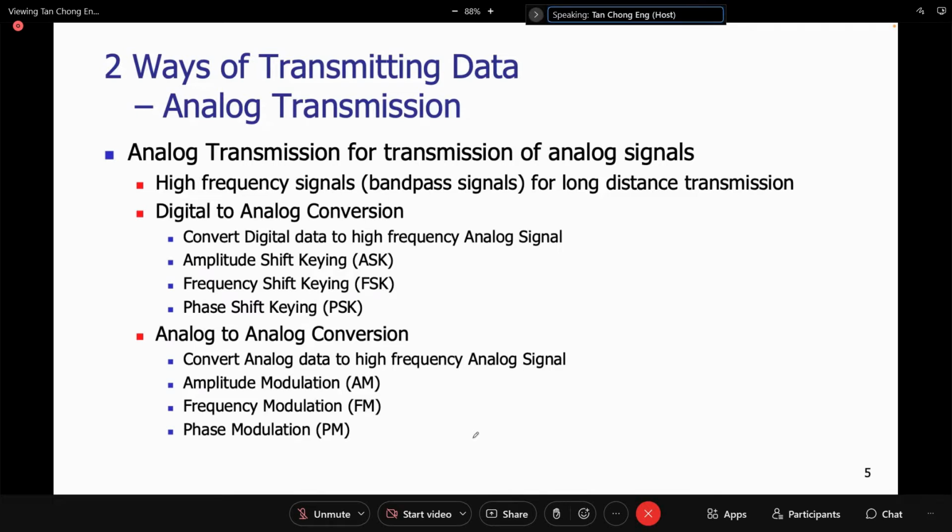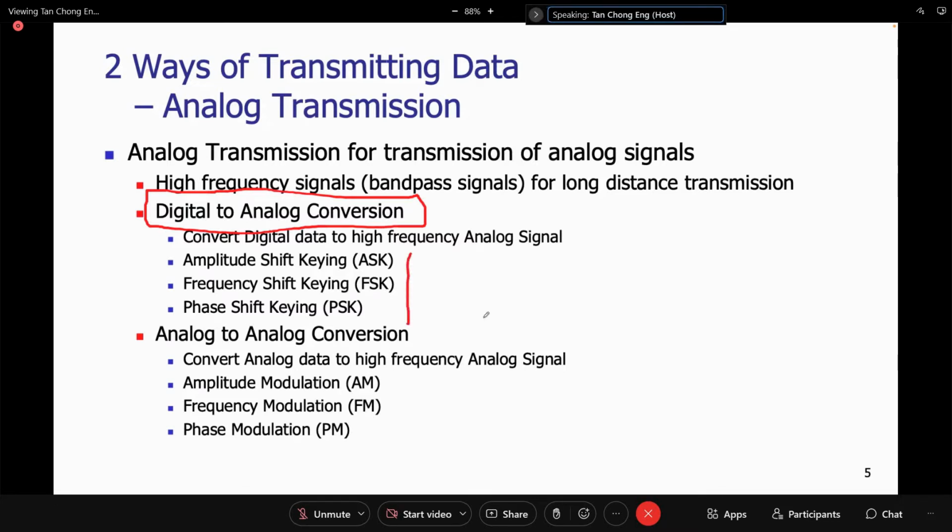So in analog transmission, when you are transmitting your digital data over an analog signal, because you want to go for a longer distance, you have to carry out this digital to analog conversion. Your data is actually digital, but now you want to send it using an analog transmission signal. So you have to do a digital to analog conversion.